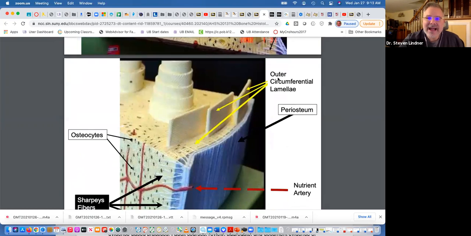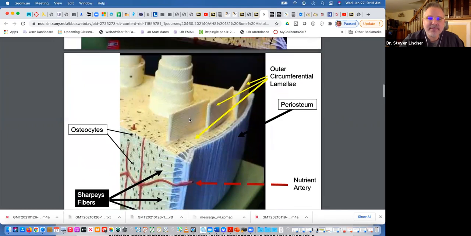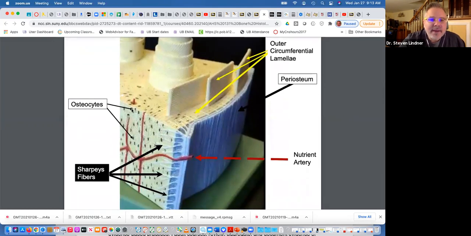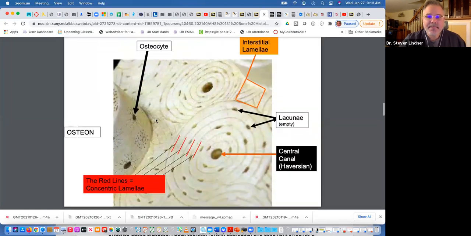Okay, here are the outer circumferential lamellae. They're just pulled out so you can see what they look like. Here are the osteocytes. Remember, they're trapped in those lacunae. Here's your nutrient artery perforating through, right? Blood vessels have to get into bone because bones are vascular. How else are we bringing nutrients? How else are we bringing calcium from the foods that we eat into bone? Remember, bones act as a reservoir for nutrients.